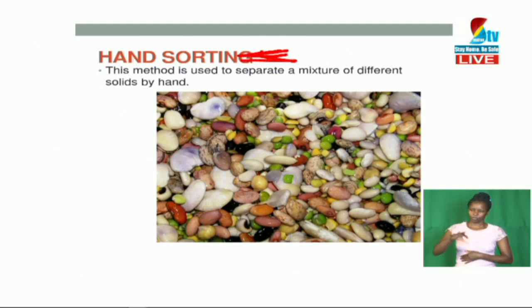You can put the green beans aside. You can put those that are white on the other side. You can put those that are brown on the other side. So in this case, dear learners, we can sort this mixture using our hands. Any mixture whereby you have combined substances that are large enough to be held by our hands, you can sort them using this method. It has to be solid substances, dear learners.